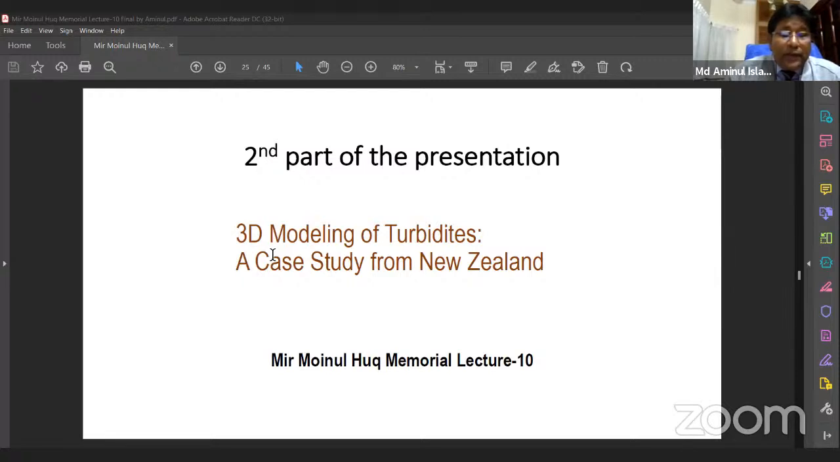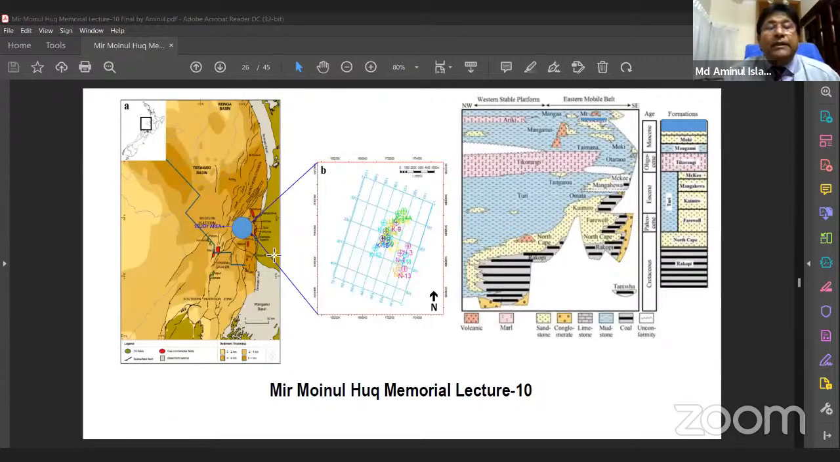The study field is located at Taranaki Basin, New Zealand, and this is an onshore field having a Miocene reservoir. Data for this study was given by the New Zealand Ministry of Petroleum. You can see the location of the field here. This is New Zealand, this is the whole Taranaki Basin, and this is our study field. And this is the seismic block. And you can see the location of different wells. And stratigraphically, you see that the top Miocene reservoir is our target.